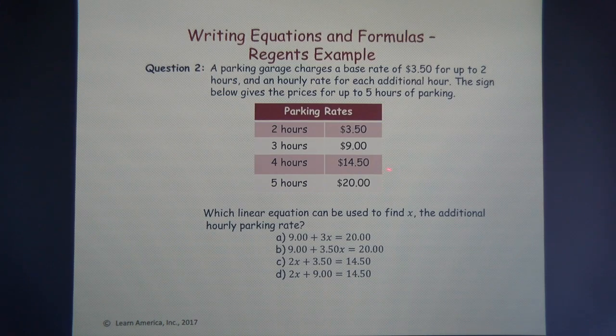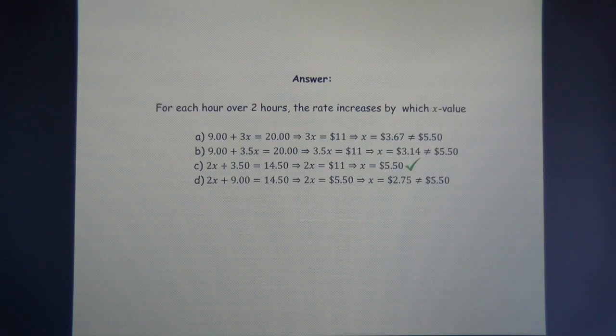What's changing in the right-hand column? How much does it increase by each time? $5.50. So that must be what the additional hourly rate is. So now, here's what we can do. It says, which linear equation can be used to find x, the additional hourly parking rate. So what we're going to do, it says that the rate you just told me increased by $5.50 per hour.